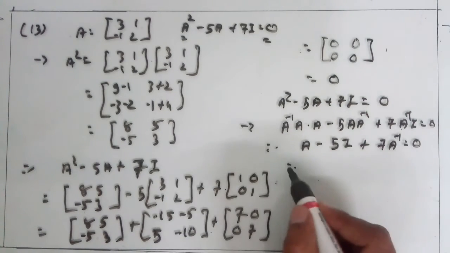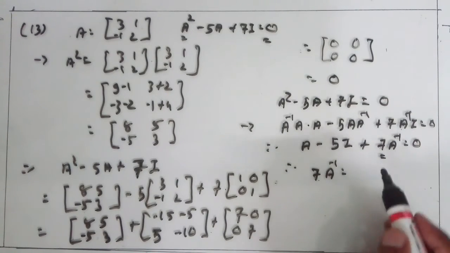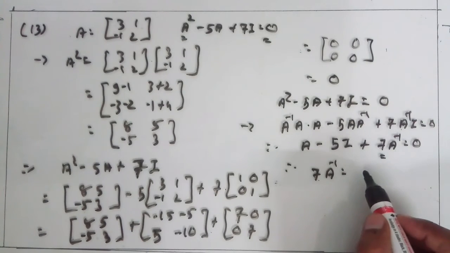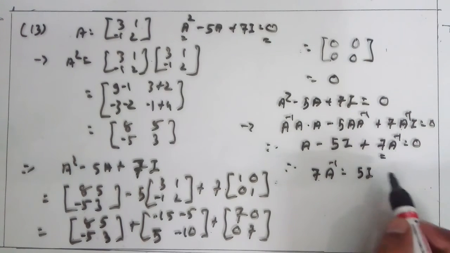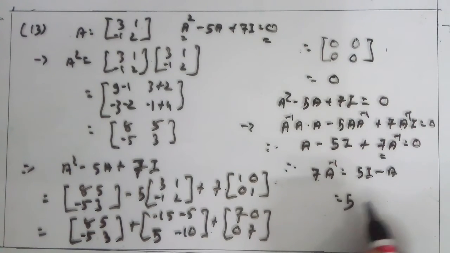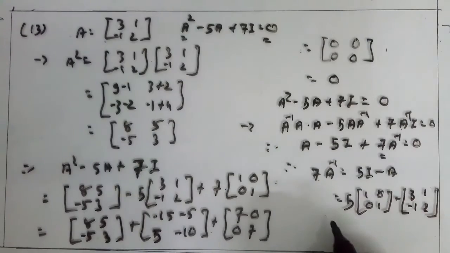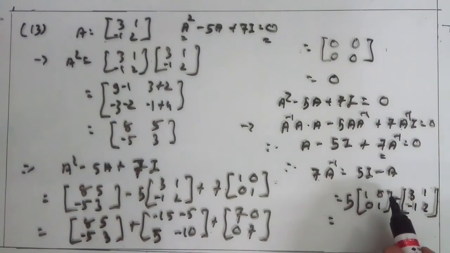Clear? Equal to 0. Therefore, formulate A inverse. So 7A inverse is equal to, take these two to this side, so 5I minus A. So is equal to 5 into I, which is 1 0 0 1, minus A, which we know is 3 1 minus 1 2. Clear? So is equal to 5 times, take it inside, then subtract these two.